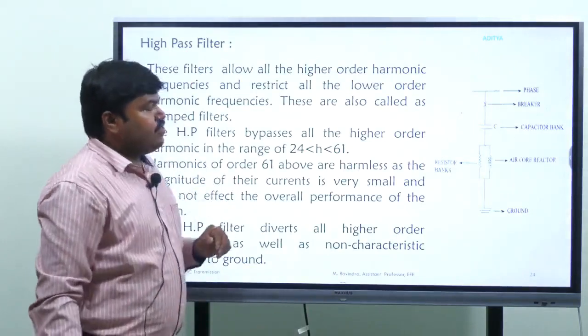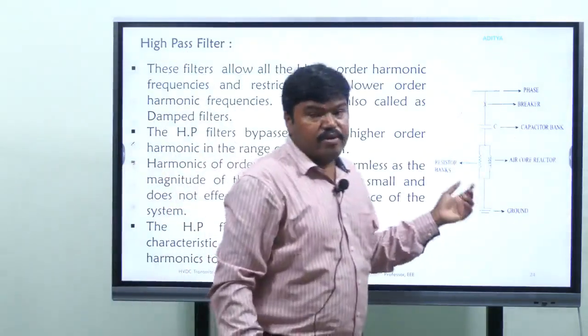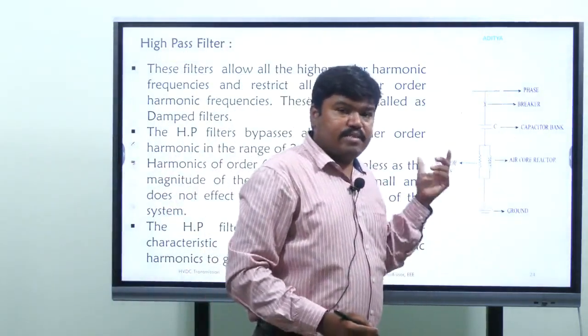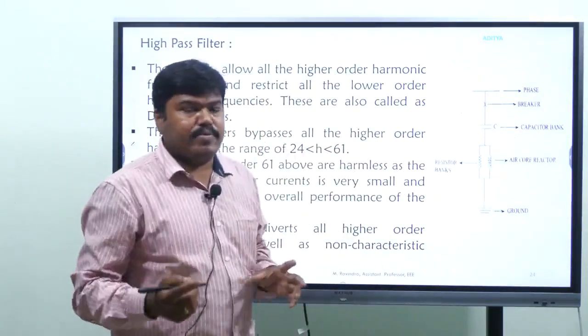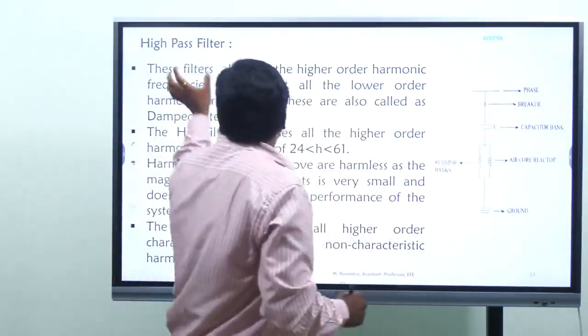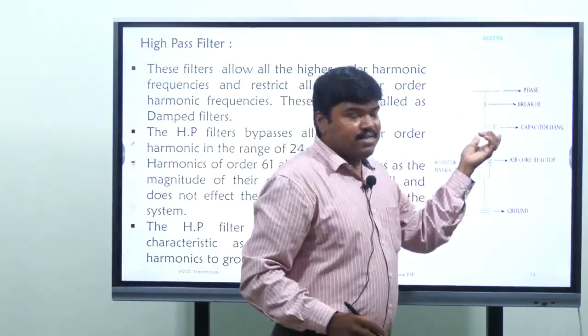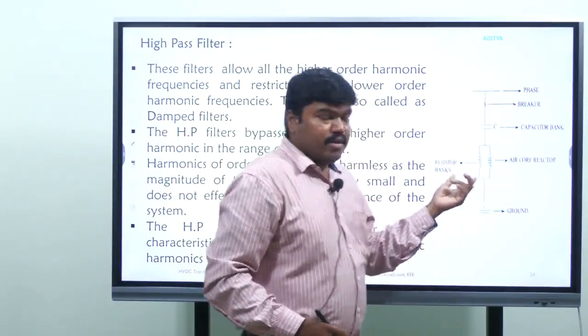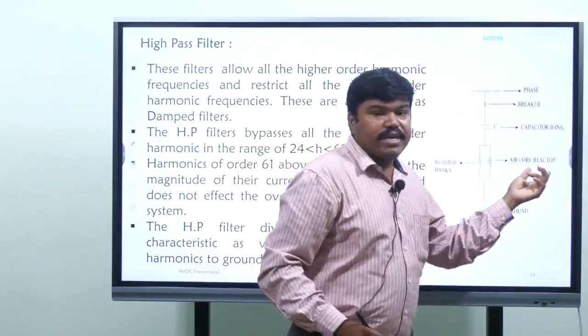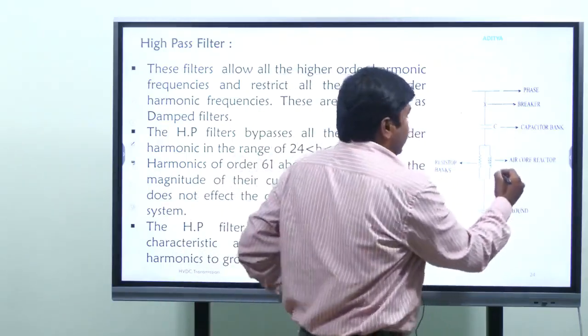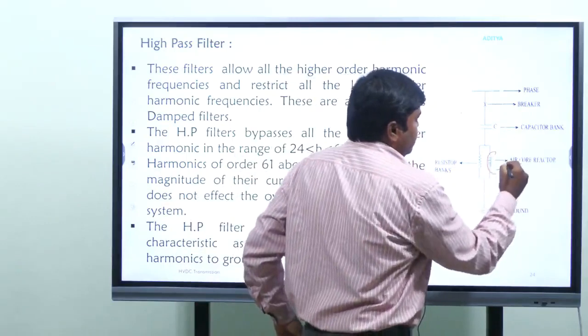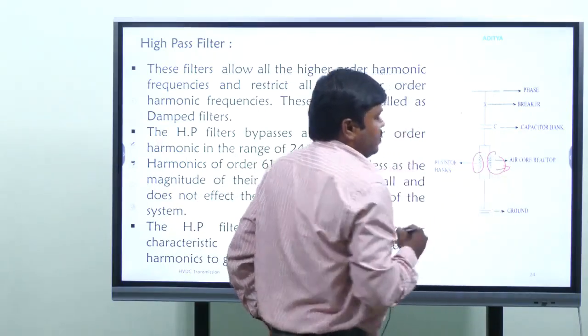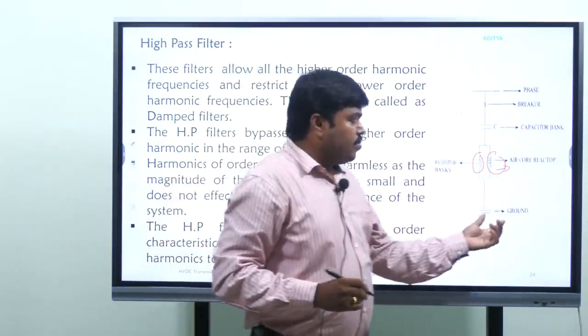Now coming to high pass filter. In the low pass filter we provided a resistor bank and a capacitor bank. Now in the high pass filter, we provide a capacitor, and a resistor in parallel with an inductor. This totally we call an air core reactor. This part is the air core reactor, and this is the resistor bank, which is provided to the ground.